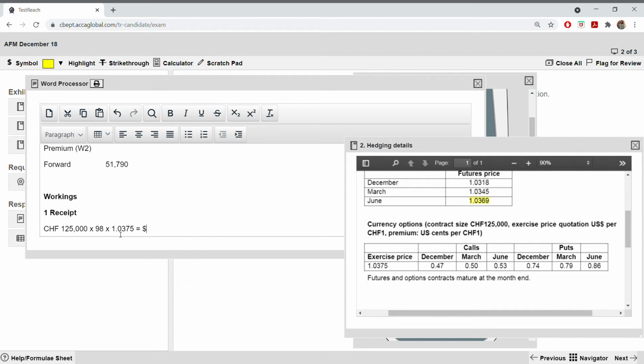Now it is in dollar. Do you see? Here if I don't put dollar, it will be understood as Swiss franc. Why? Because here I have put Swiss franc. That's why currency is very important, because the question itself is currency risk management. So you have to put currency. 12,709,375.